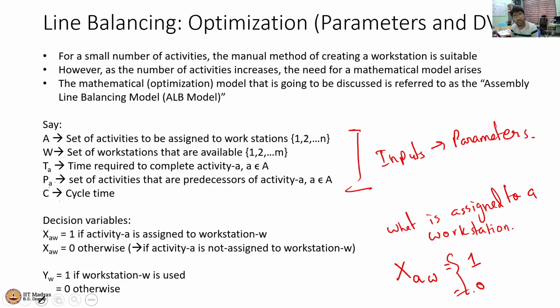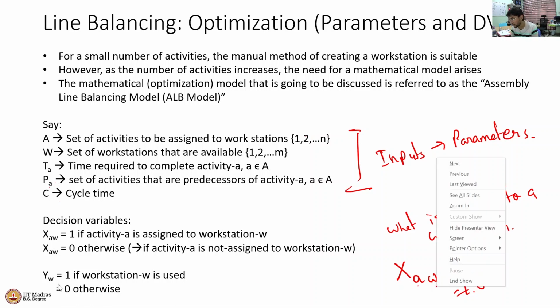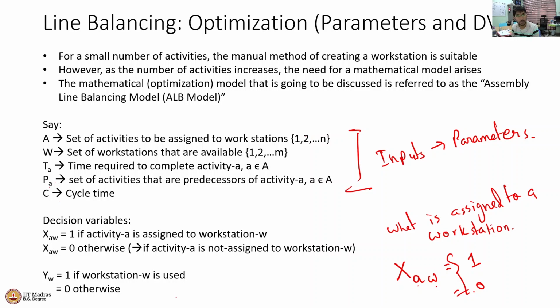The second decision variable for us is whether a workstation is used or not. I have m workstations. Out of these m, which are the workstations that are used? So that is the second question. So for that we have a decision variable, whether a workstation is used or not. So these are the parameters and decision variables for a model.